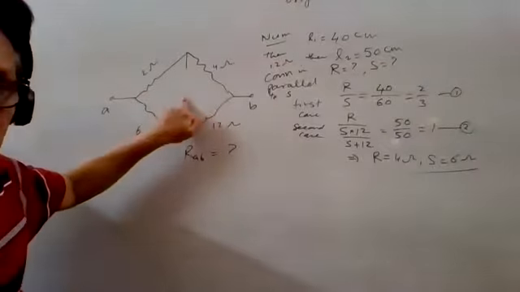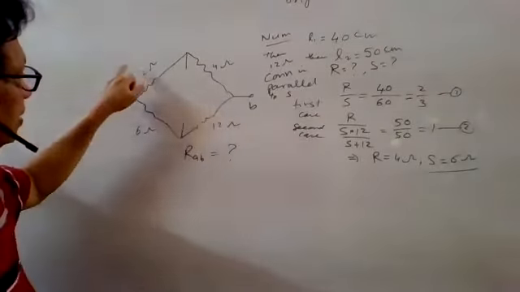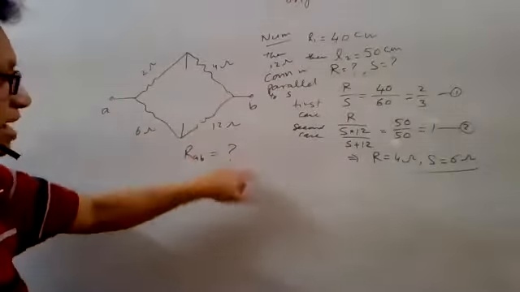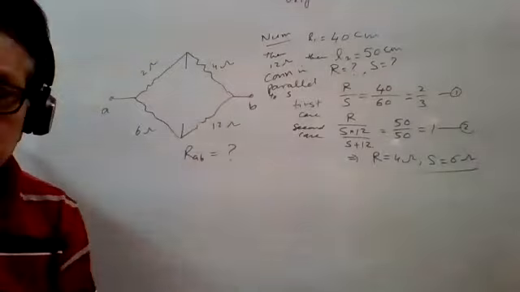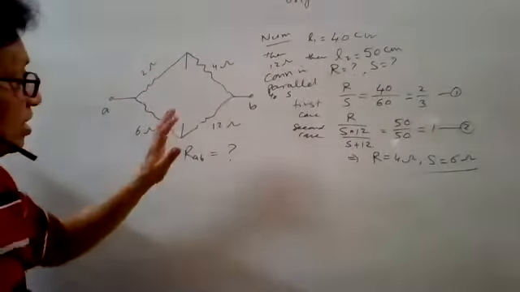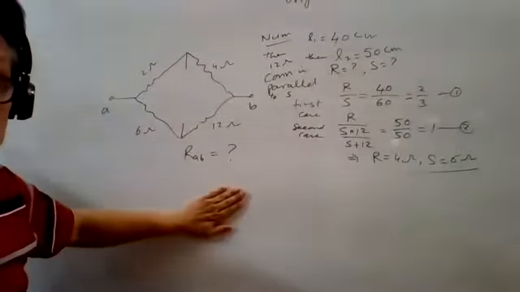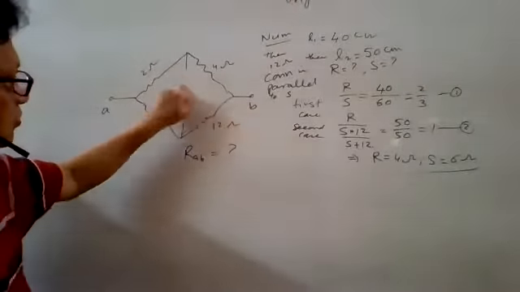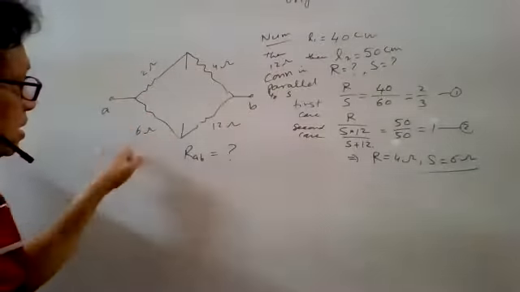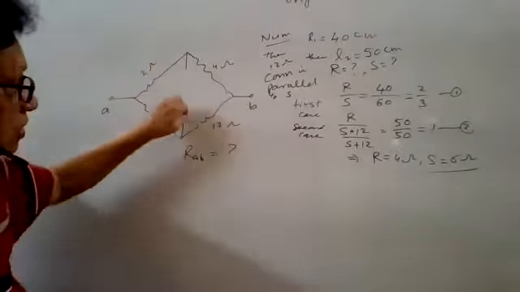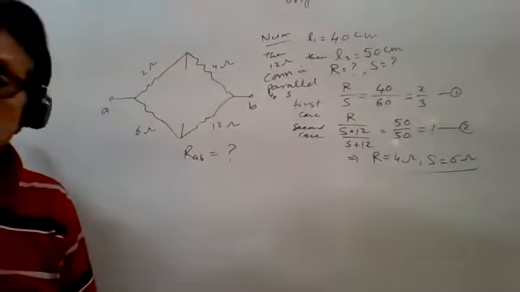How can you remove this one, like the galvanometer? Because it is a balance condition. P/Q is equal to R/S. If this balance condition is satisfied, then you can remove it. Now 2 and 4 are in series, 6 and 12 are in series, and these are in parallel. Now you can solve it easily.